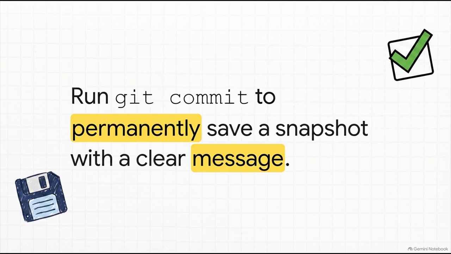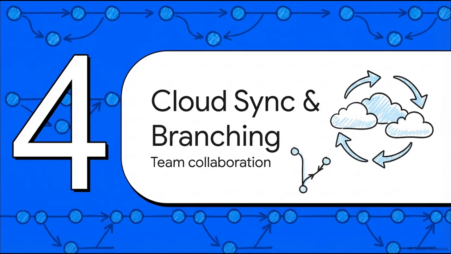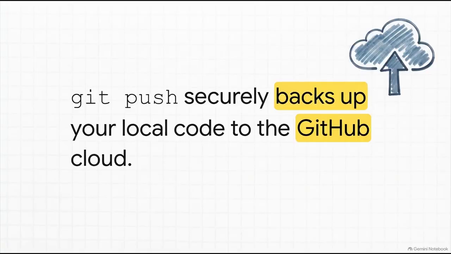No more panic. Moving to Section 4, Cloud Sync and Branching. Time for team collaboration. So far, we've only been talking about local commands. Let's step up to professional cloud synchronization. Once you've got some local commits recorded, it's time to sync your work with GitHub Cloud.